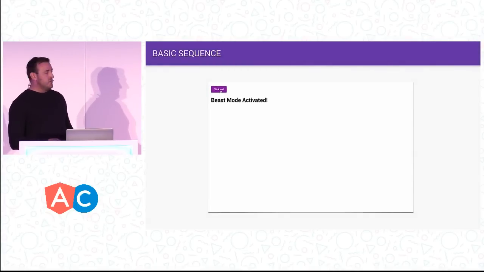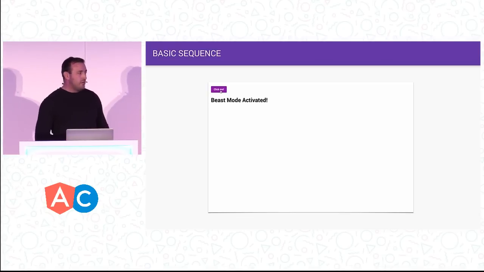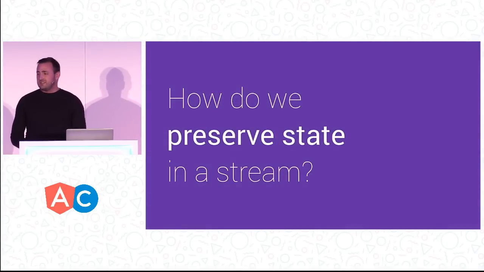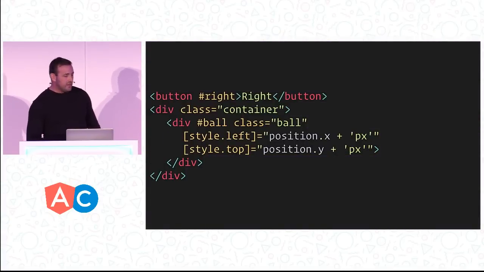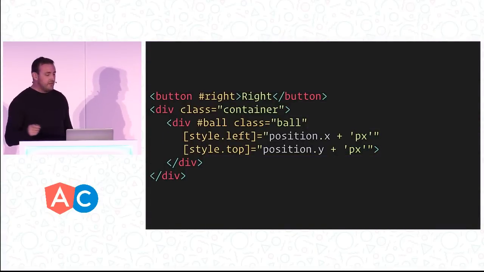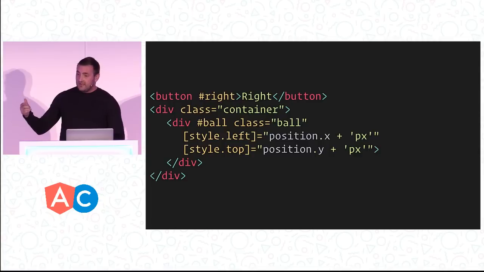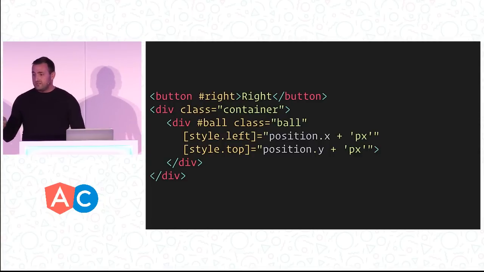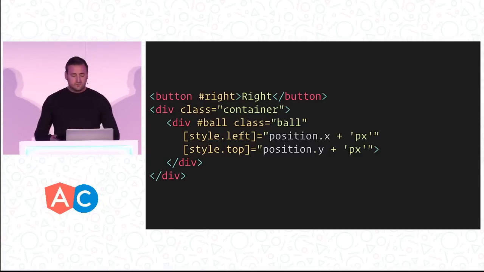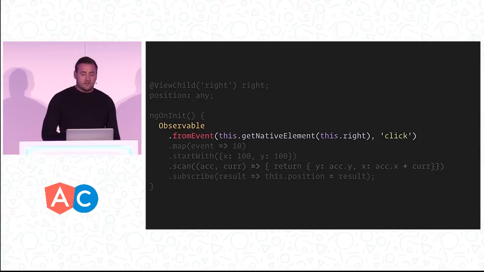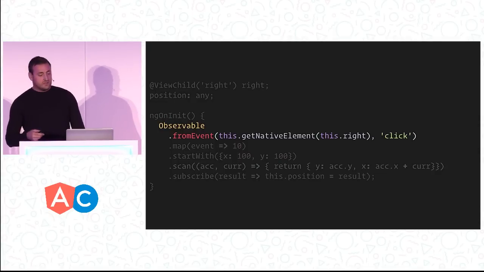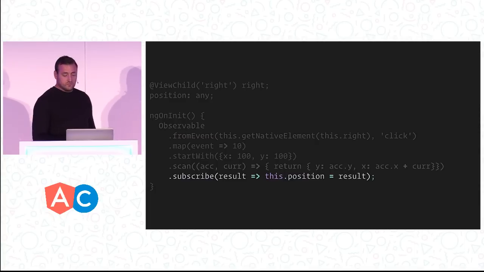So we click and we're setting the message. Invariably, the next question is, how do we preserve state in a stream? Well, you're in luck because I knew this was going to happen. I have a demo. So we have a right button, and we have a ball element, and we're binding the left and top attributes to this position object. And then we have some code. So let's work the system here. Where is our initial output? It's a click event. And our final input, well, we're just assigning the result to a local position property.